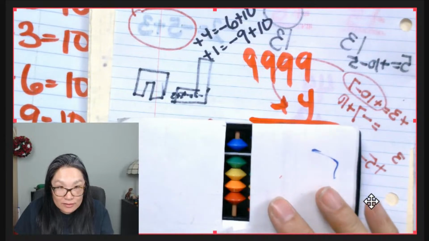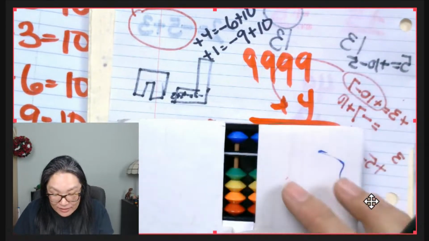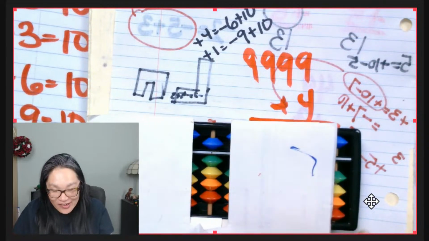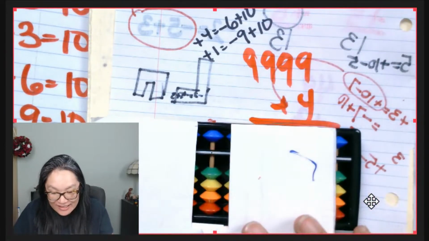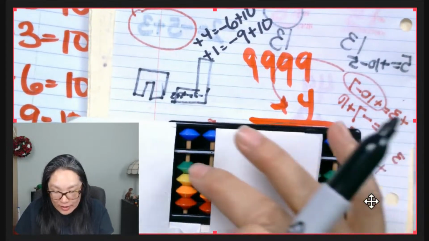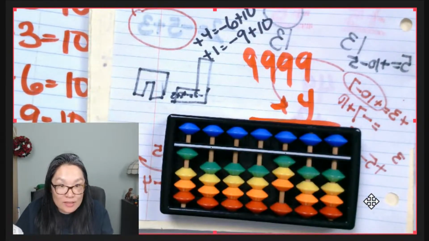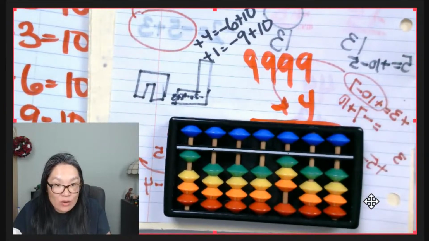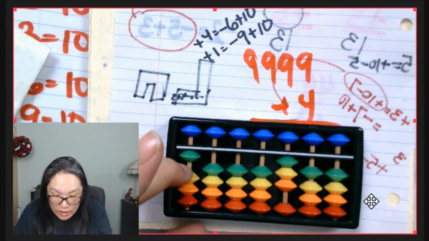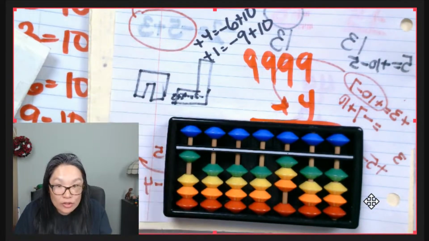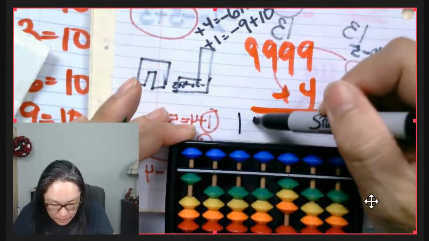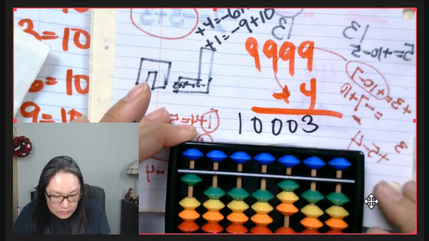Can't do it again. I've got to do it again. Minus the 9, carry the 1. Can I do it? No. Minus the 9, carry the 1. Can I carry the 1 here? Yes, I can do it. I can add the 1. And that's my answer: 10,003. Once you can do the adding of the 10, then you're done.